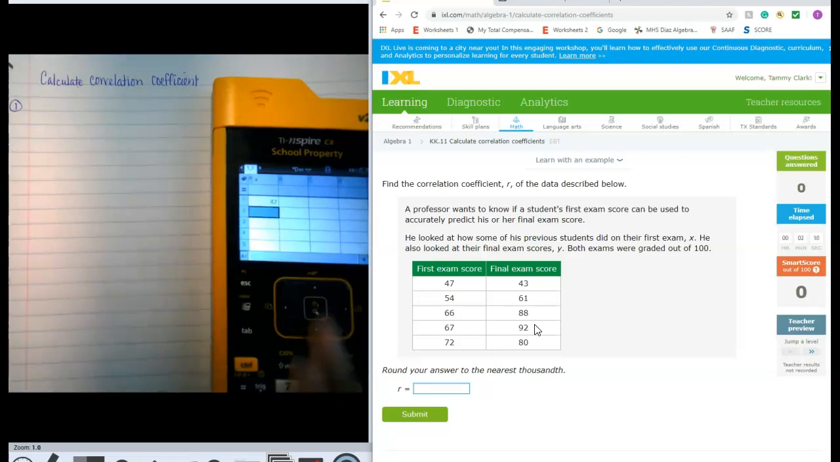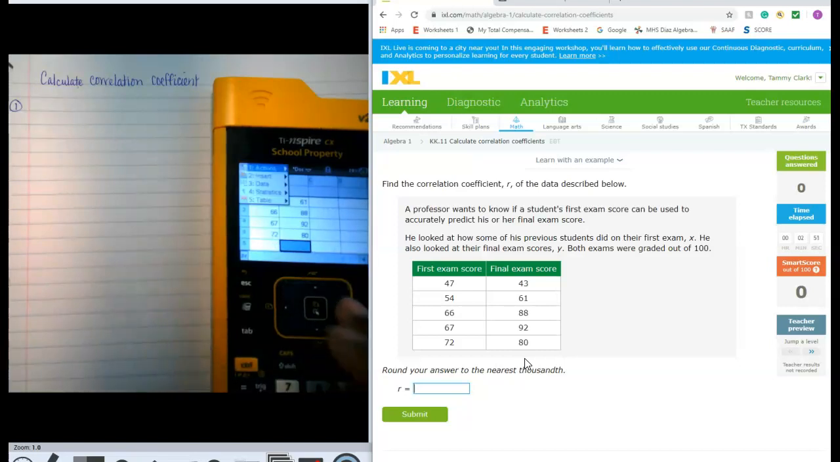So we've got 47, 54, 66, 67, and 72. Then I'm going to go up to the B column, and I'm going to put not X in there. Delete that. I'm going to put Y. And then I'm going to put the second set of data here. That's 43, 61, 88, 92, and 80. And make sure your data is in there. You know your data is in there when you have this blue box on the bottom.